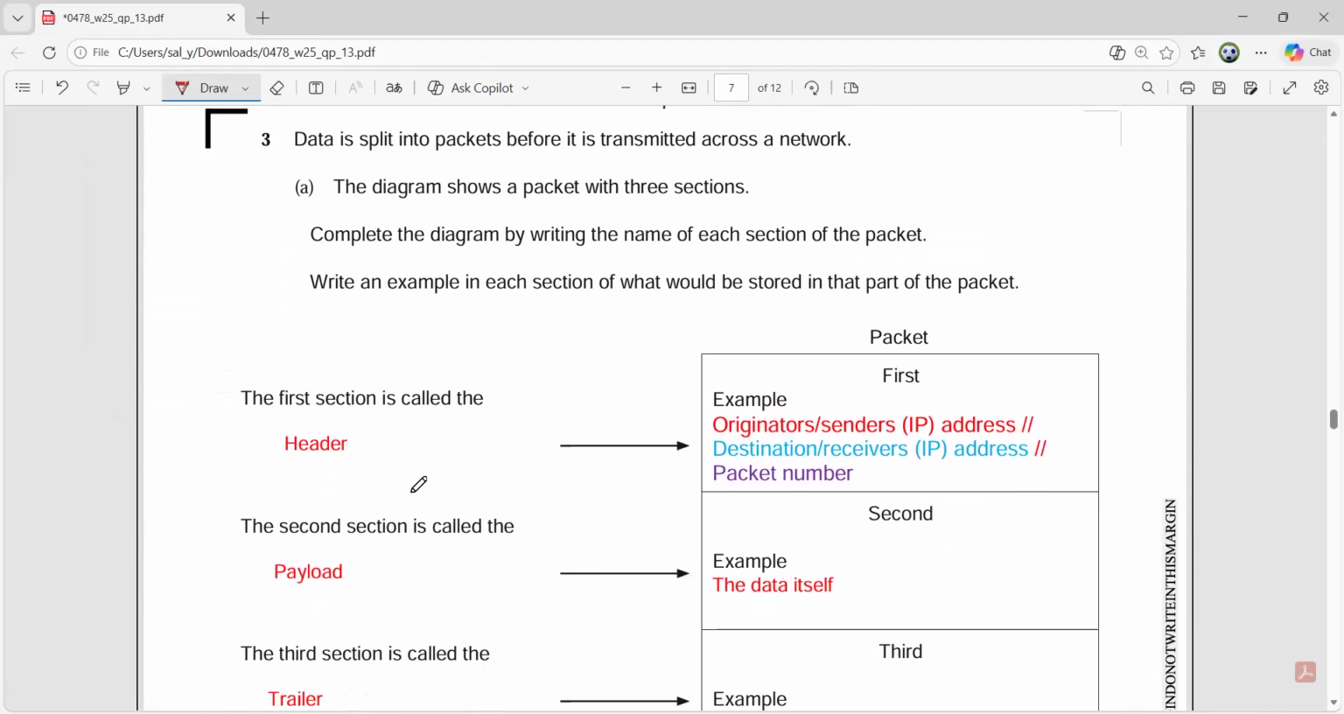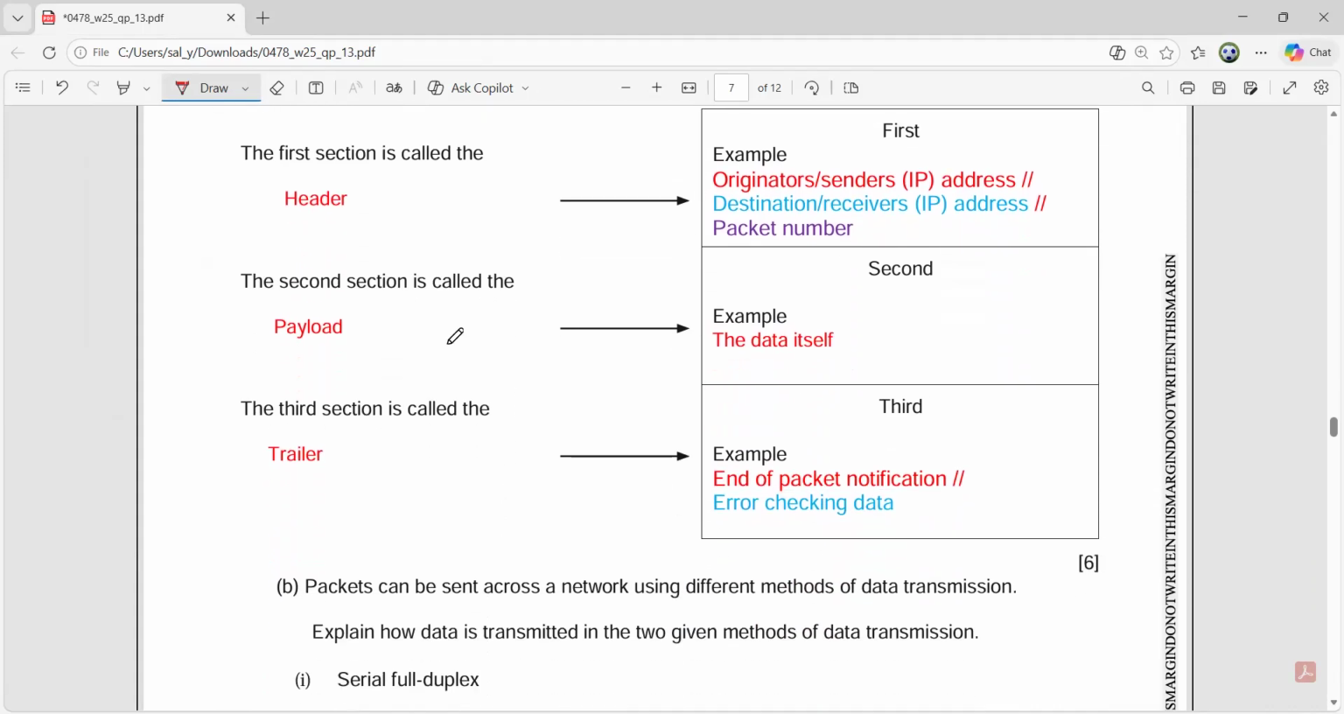First section is called the header. Be clear: first section, header. What is it containing? The originator's or sender's IP address, or the destination or receiver's IP address, or the packet number. So this is going to give you the mark. It's a 6-mark question, so 1, 2, 3, 4, 5, 6. You have to give one example.